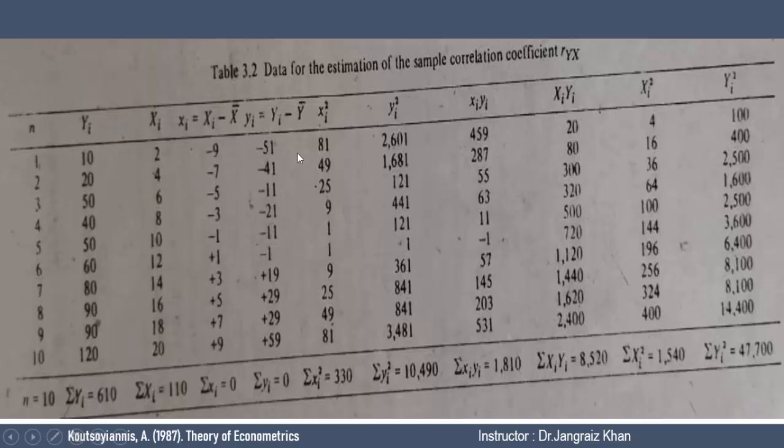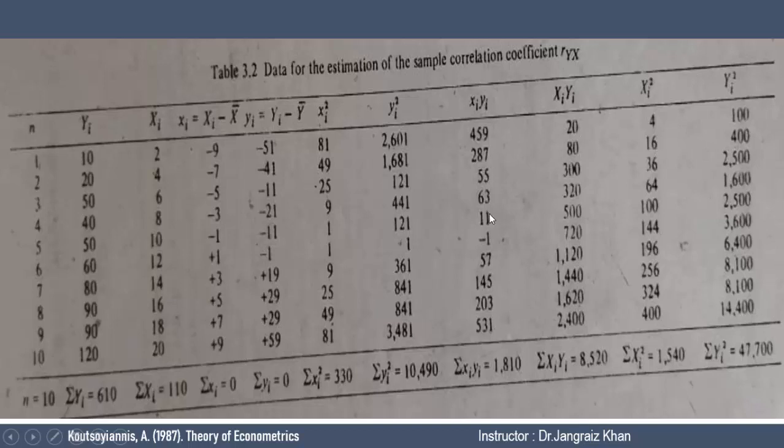Similarly, minus 7 multiplied by minus 41 is 287. Minus 5 into minus 11, minus minus plus, and 11 fives are 55. Minus 3 into minus 21, it is 63. Minus 1 into minus 11 plus 11, plus 1 into minus 1, minus 1, 3 into 19, 57, 5 into 29, 145, 7 into 29, 203, 9 into 59, 531.